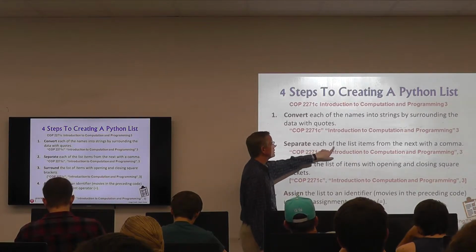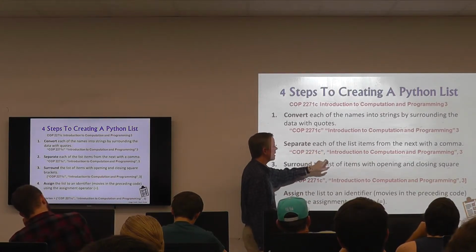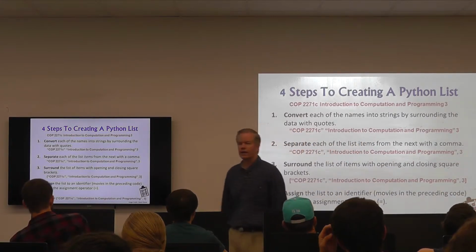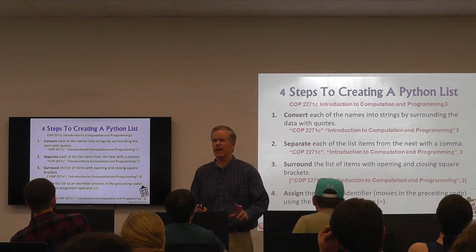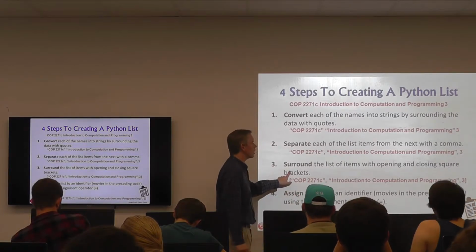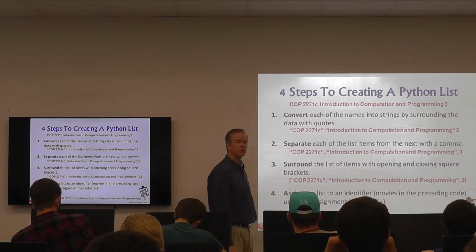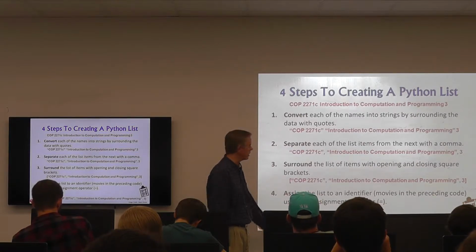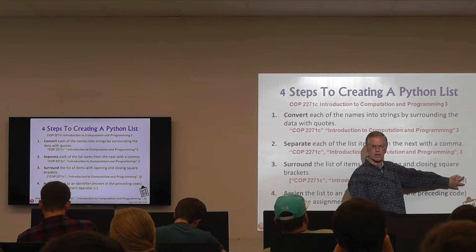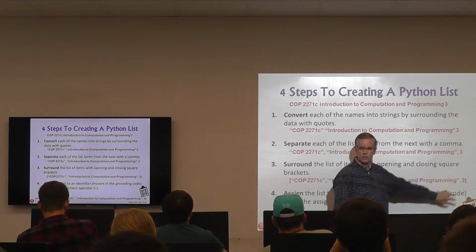Now we're going to separate each one of the list items from the next with a comma. Comma 1, and comma 2. Pretty easy to do, right? Start to look like a real list now, as opposed to just a jumble of characters stuck together. Surround the list of items with opening and closing square brackets. Ooh, okay, now we're starting to get a little bit weird. So, square bracket opening, square bracket closing. Okay, you with me on this one?